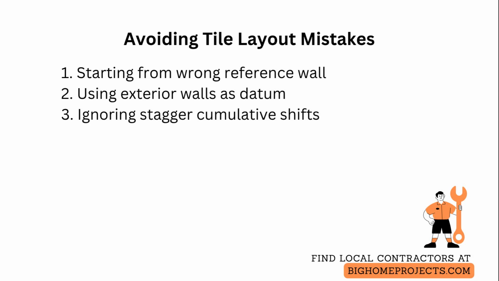If you use exterior walls as your only reference, they are often not square, so snap chalk lines from a true square point near the center of the room or use the diagonal method to find a square layout.